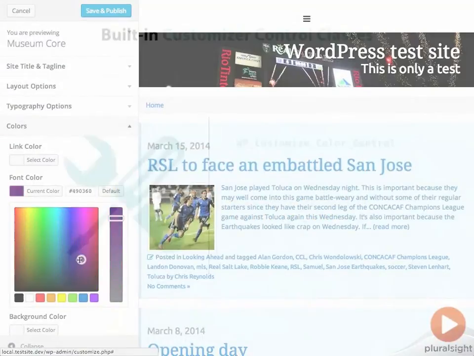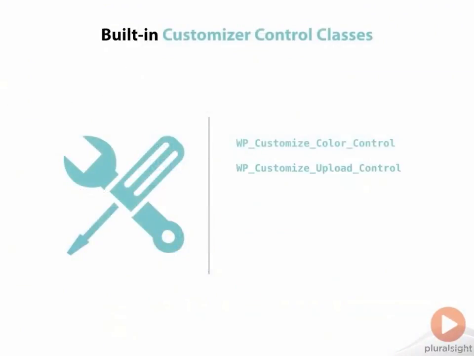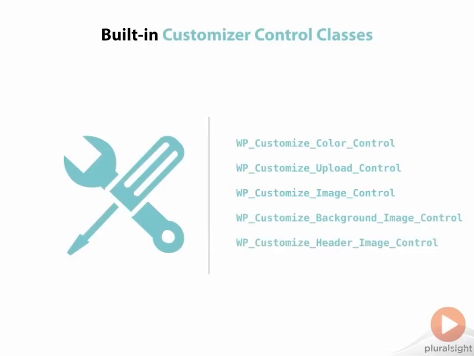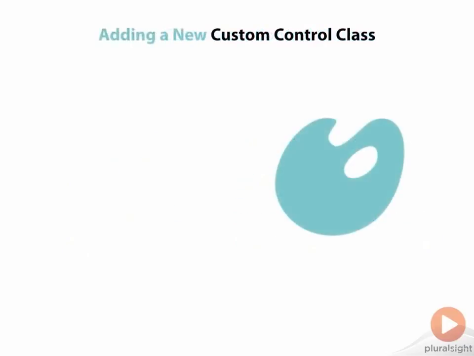There are 4 more built-in controls like this, one that adds an uploader, one that allows users to select or upload an image, one that allows users to select a new background image, and one that allows users to select a new header image. These are all still pretty specific controls, and there are times when you might want something else. So, let's create a brand new control that lets us add a text area for some custom footer text. This is done by creating a new class.